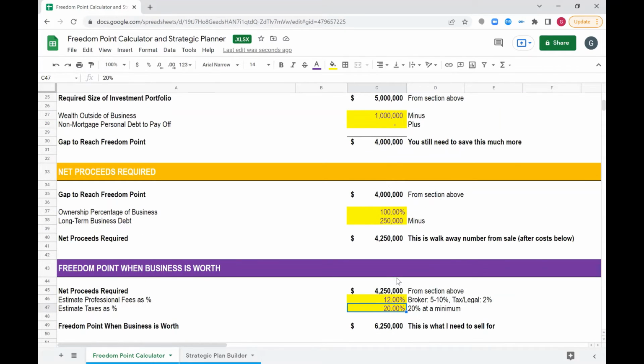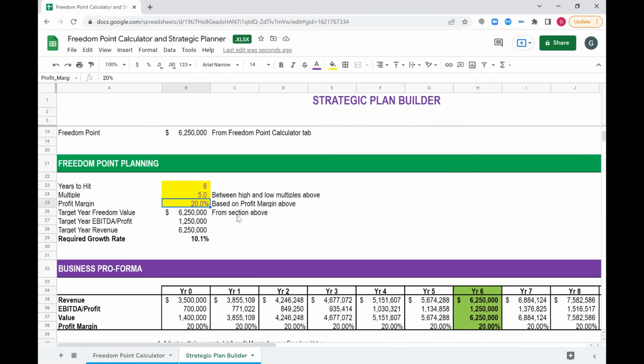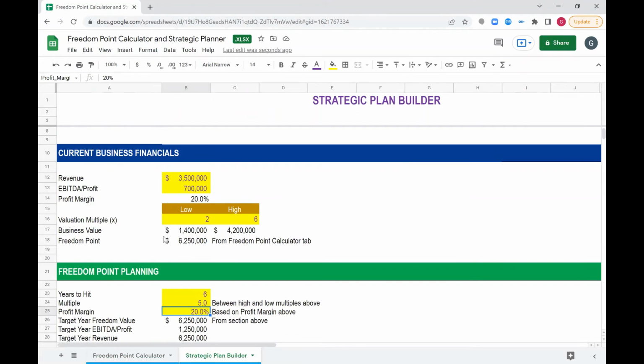Now that's just step one. Step two is, if I know that I need to sell it for a transaction price of 6.2, let's talk about how long that might take. So my 6.2 comes directly over from the other tab. I don't usually have a valuation done at this point. This is part of an initial discovery, no obligation, no cost conversation. And we could have a discussion about what's revenue, what's profit right now, and typical ranges of multiples for businesses. So in this example, their business might be worth 1.5 to a little over $4 million, but we need to get to 6.25. So how many years do you want to take to hit that?